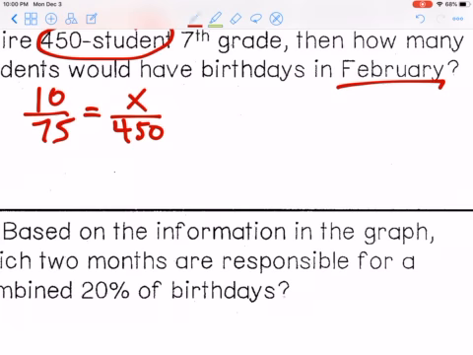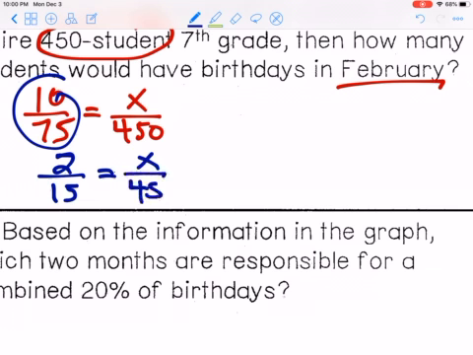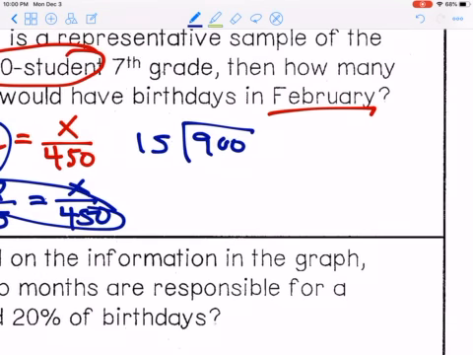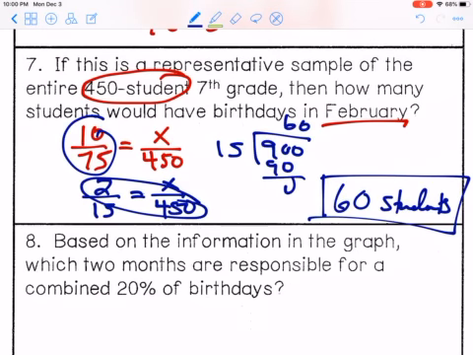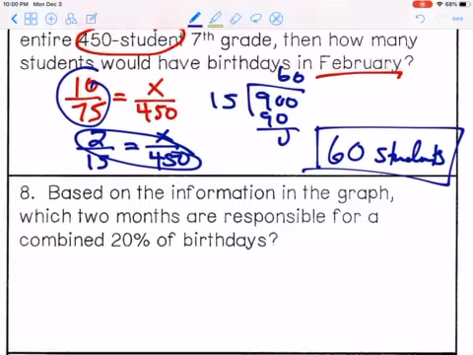Well, I can reduce this fraction first. We divide by 5. That's 2 out of 15. And we still have x over 450. And now we can cross multiply. And 450 times 2 is 900. And we're going to divide that by 15, which gives us 60. So 60 students will have birthdays in February. So remember, notice that I reduced the fraction first.